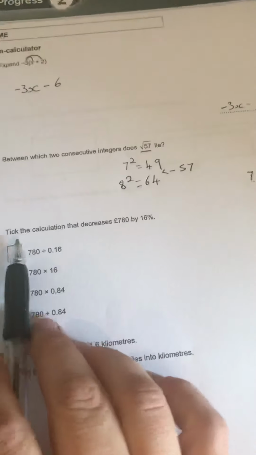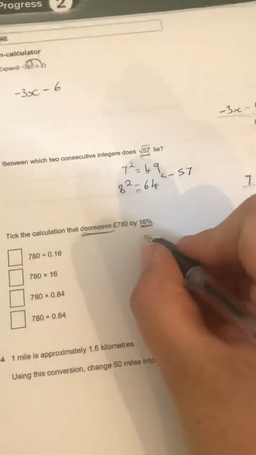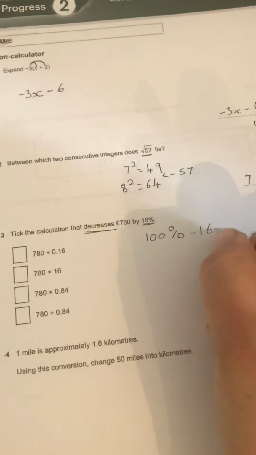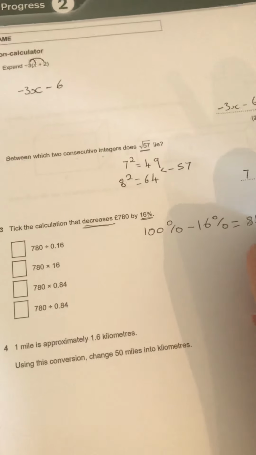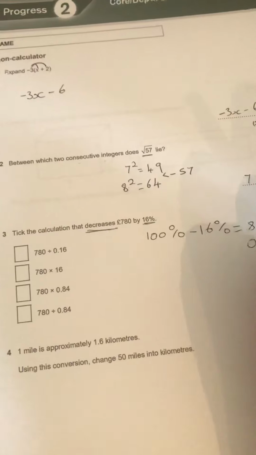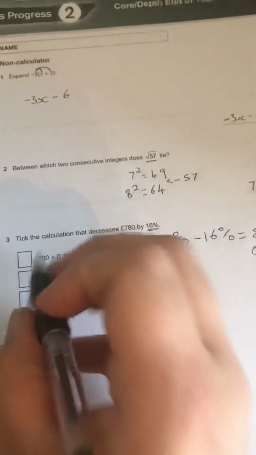Okay, next one. Take the calculator and decrease by 16%. So if I'm decreasing, I want 100% and I want to take away 16%. That will leave me with 84%. 84% as a decimal is just 0.84. So I want to times 780 by 0.84. That is that one.